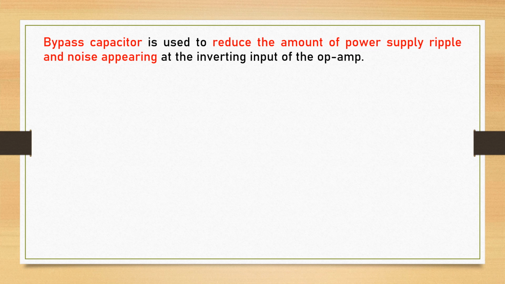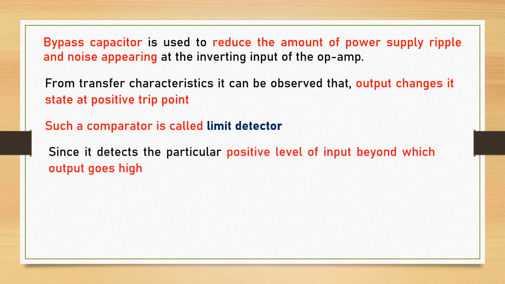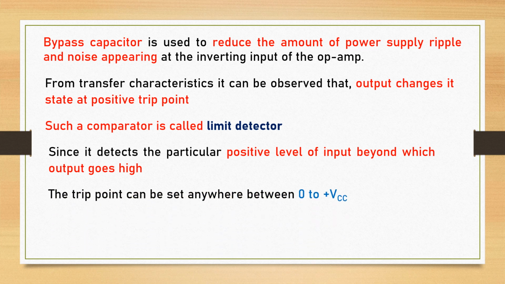From the transfer characteristics, it can be observed that the output changes its state at a positive trip point, and such a comparator is also called a limit detector, since it detects the particular positive level of input beyond which the output goes high. The trip point can be set anywhere between 0 and plus VCC.